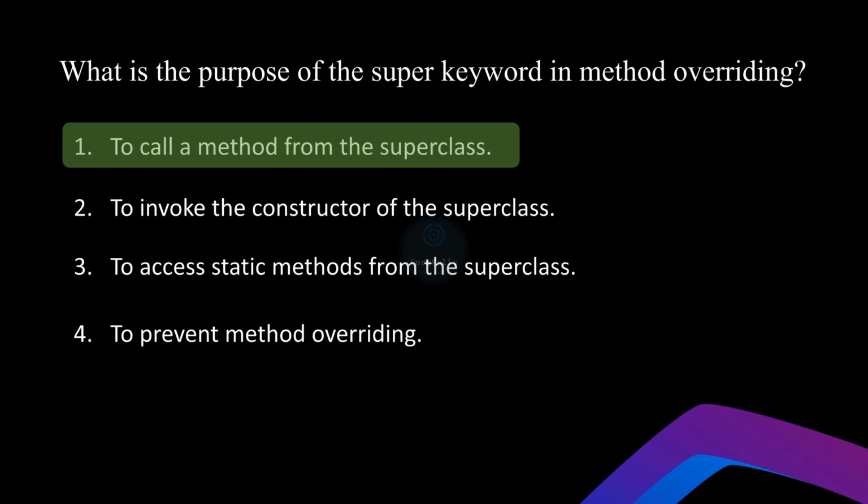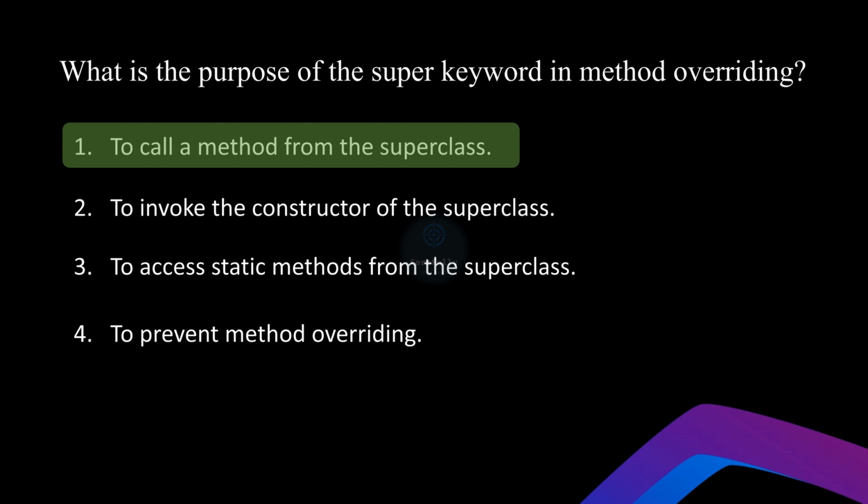Option 2 is incorrect because while the super keyword can be used to call a constructor of the superclass, it is not its primary purpose in method overriding. Option 3 is incorrect because the super keyword is typically used for accessing instance methods and is not required to access the static methods in the superclass.